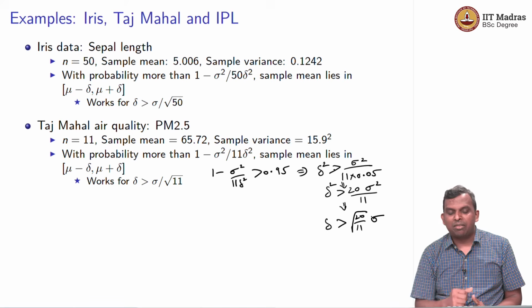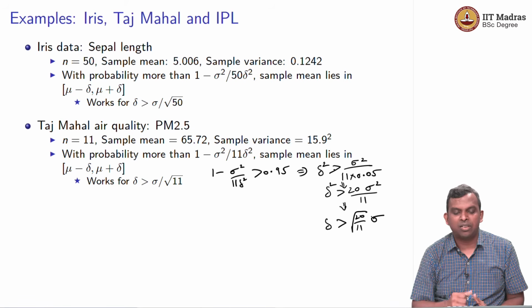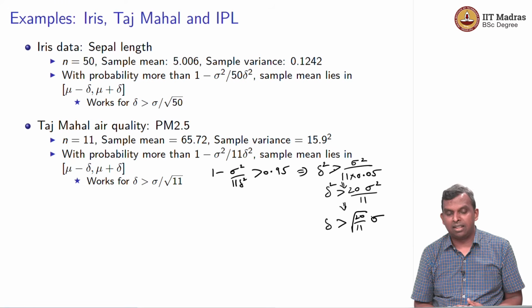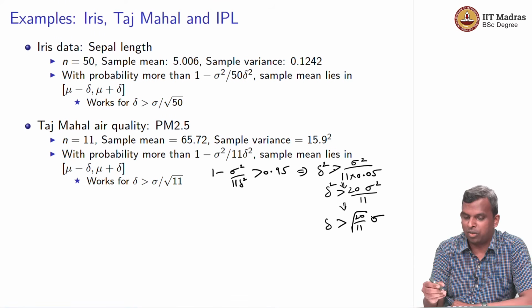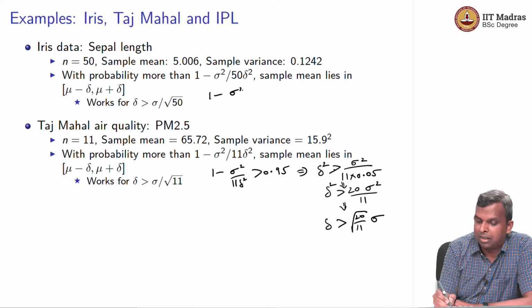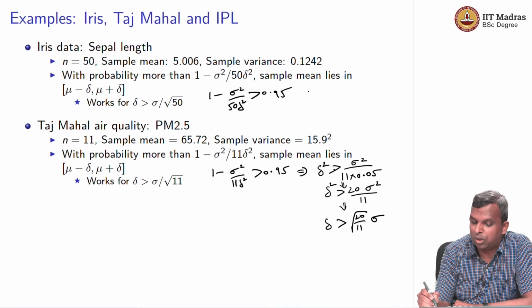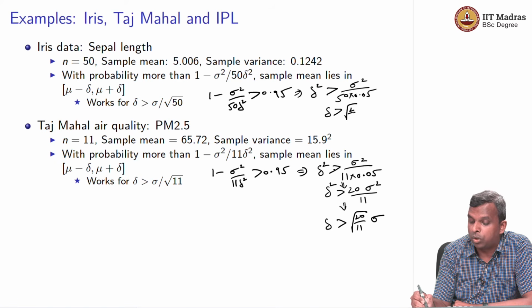Okay, so you see that 11 is a big issue. On the other hand, if you go to the previous 50, already you will see it's much better even for this kind of confidence. You can see the same sort of calculation here. If you had 1 minus sigma squared by 50 delta squared greater than 0.95, again you would get the same sort of calculation. This implies delta squared is greater than sigma squared by 50 times 0.05. Notice again delta is greater than square root of 2 by 5 sigma.